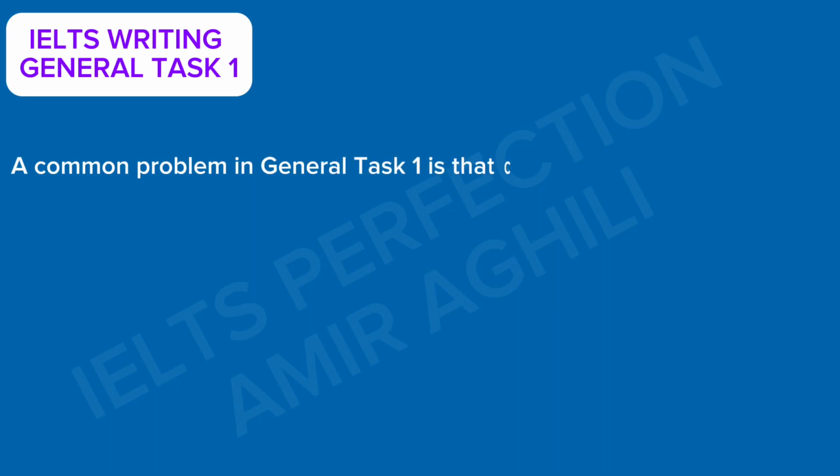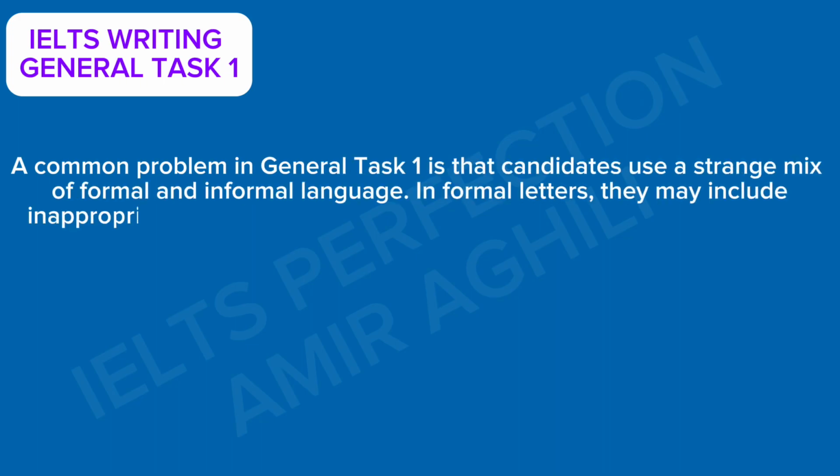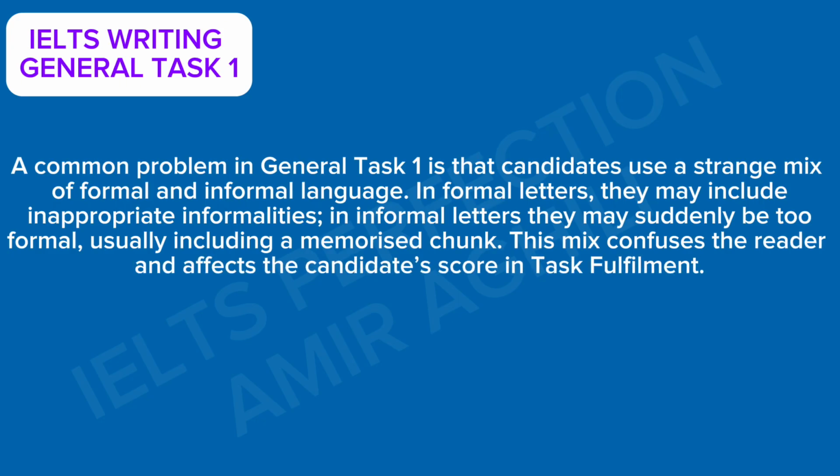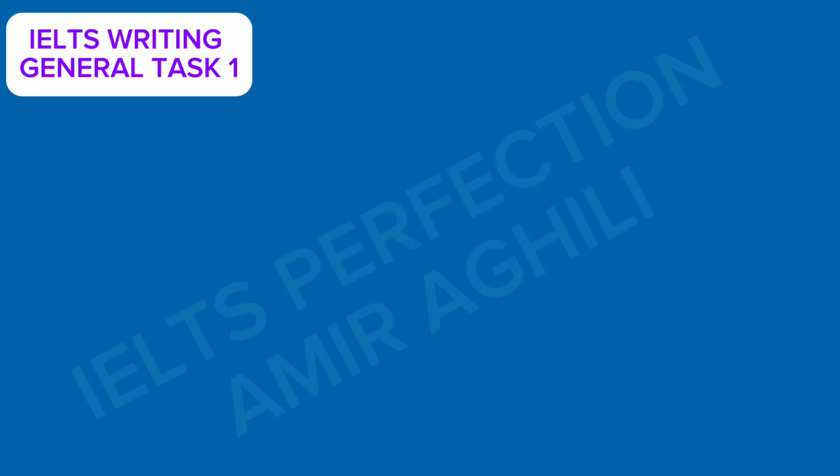A common problem in General Task 1 is that candidates use a strange mix of formal and informal language. In formal letters, they may include inappropriate informalities, and in informal letters, they may suddenly be too formal, usually including a memorized chunk. This mix confuses the reader and affects the candidate's score in task fulfillment.